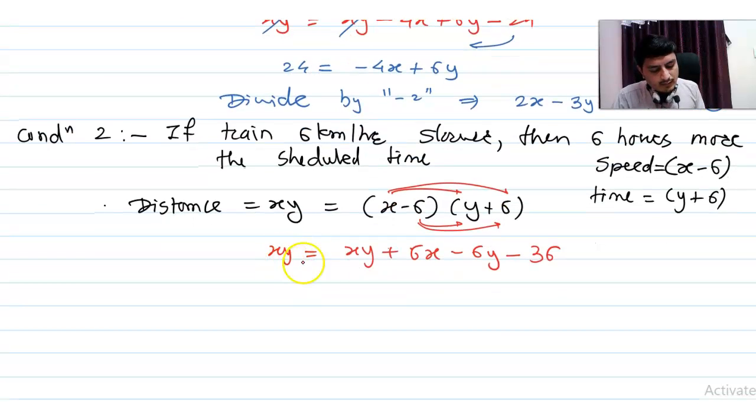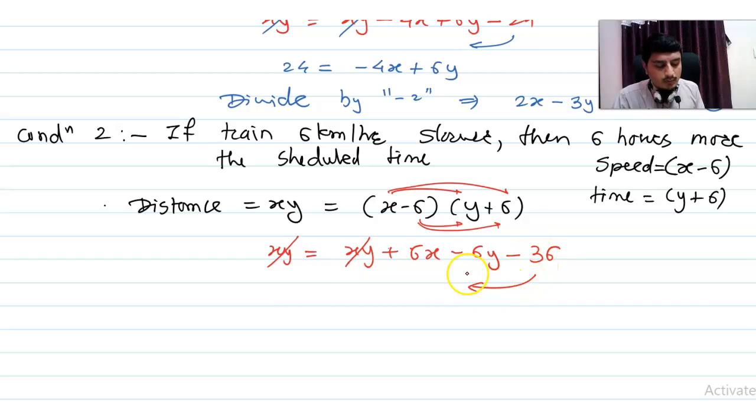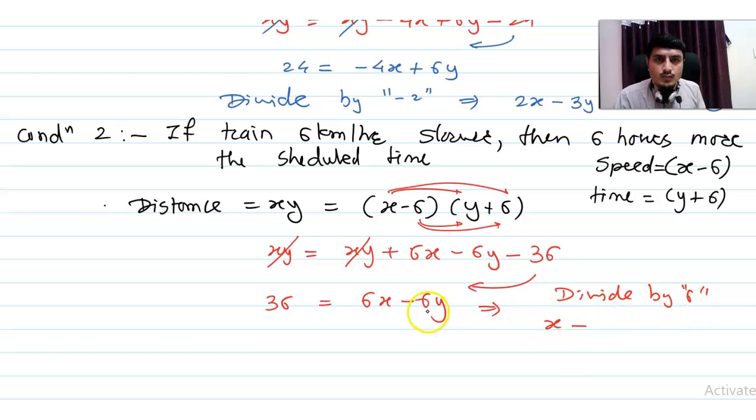Now xy from opposite sides having the same sign gets cancelled. Once we shift the 36 from RHS to LHS, minus 36 becomes positive 36, which equals 6x minus 6y. Now look at the coefficients of variables x, y and the constants, all are divisible by 6. So try to divide the equation throughout by 6. After interchanging the LHS and RHS, 6 ones are 6, so x minus 6 ones are 6, so y, equals 36 divided by 6, which is 6.